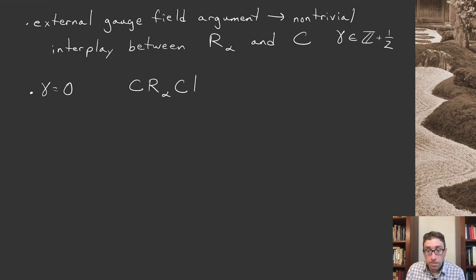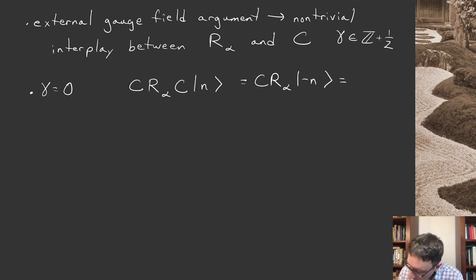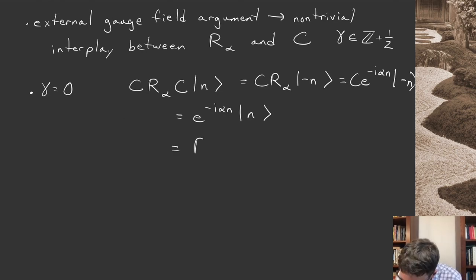So I conjugate the rotation by the action of the Z2 symmetry. This should work; there's nothing subtle here. So I go C, R alpha, I get minus n. I act again with the rotation, I get C e to the minus I alpha, minus n. And then I act one final time with C, and I get e to the minus I alpha n, n. I can just commute the C through the phase. And this is the same as the action of R of minus alpha on n, which is consistent with our geometric intuition for what should be going on here.